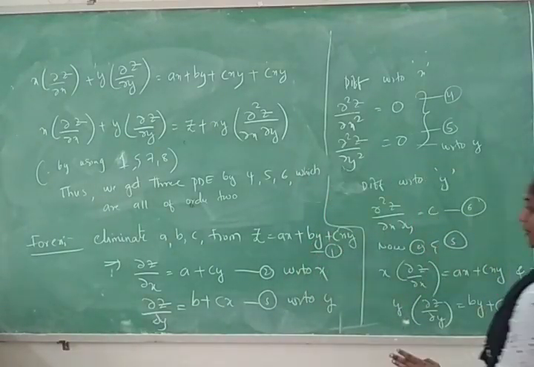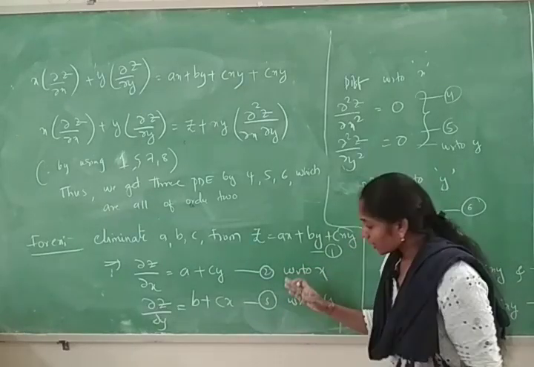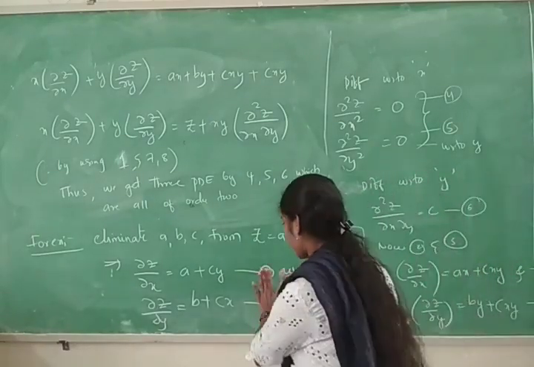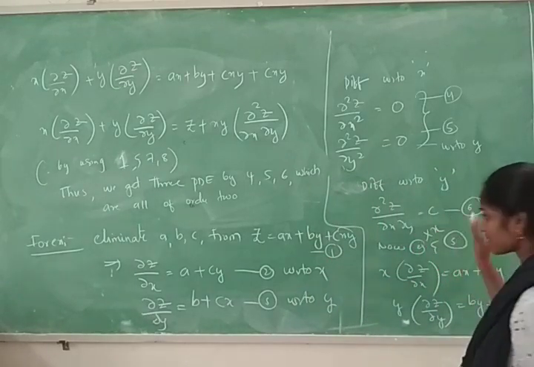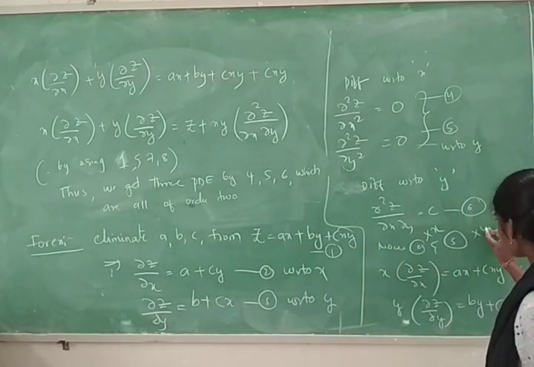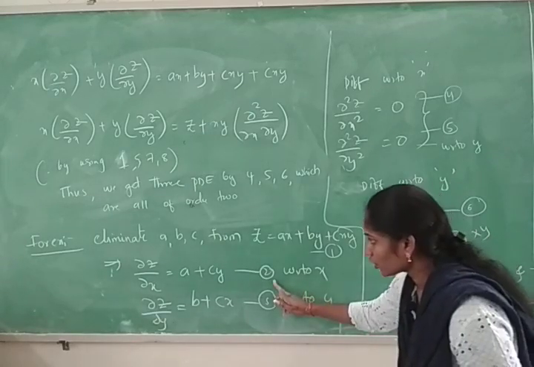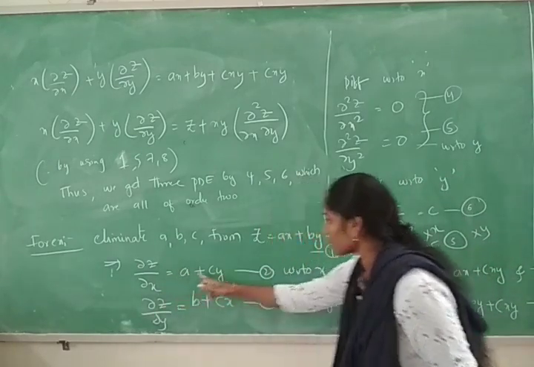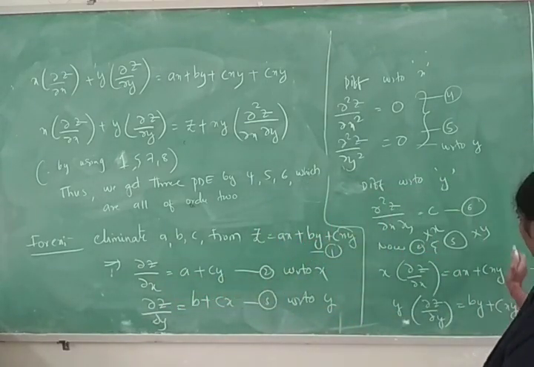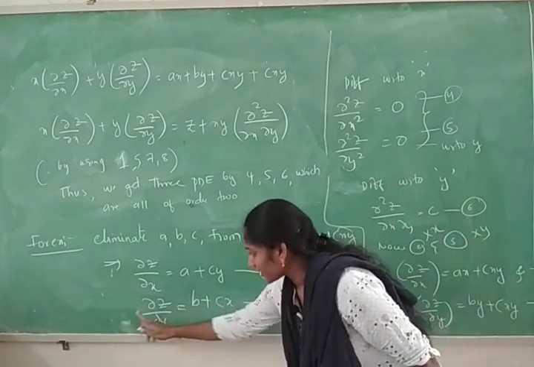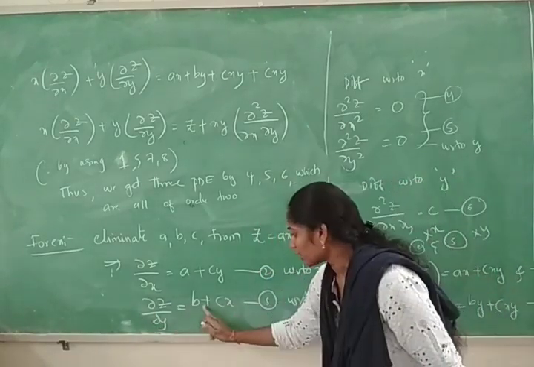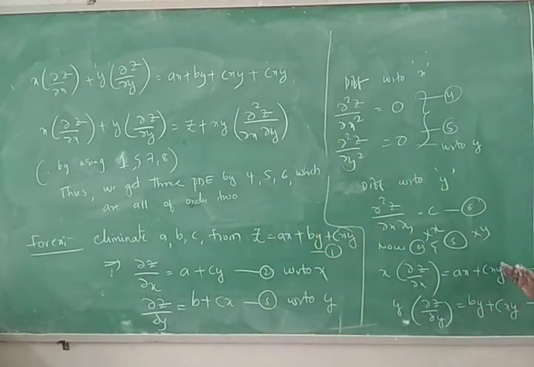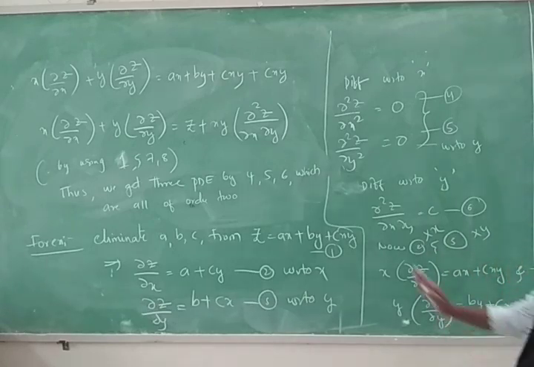So now equations 2 and 3: I am multiplying equation 2 with x and equation 3 with y. Have you understood? This is equation 2 multiplied by x. See here, x into this term is equal to ax plus cxy, right? Now equation 3 with y: y into dou z by dou y is equal to by plus cxy, right? So these both equations are multiplied by x and by y. These are 7 and 8.